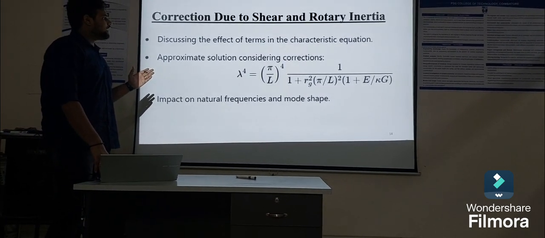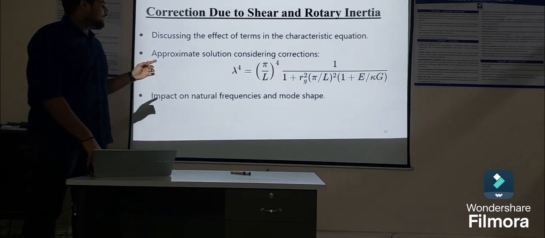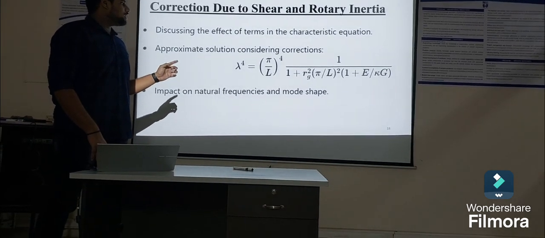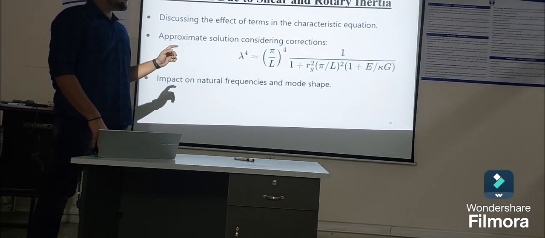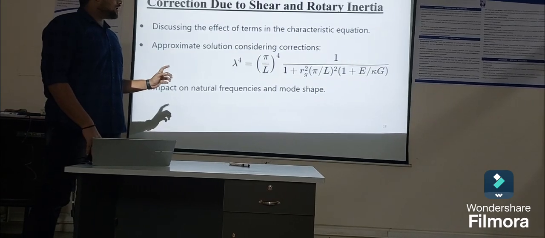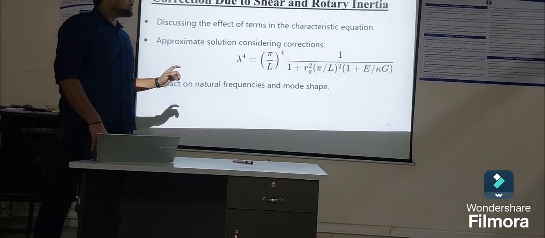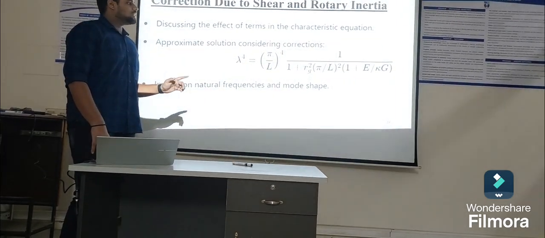The approximate solution considering the correction is λ^4 is equal to (π/L)^4 into 1 by 1 plus r square into (π/L)^2 into 1 plus E by kG.